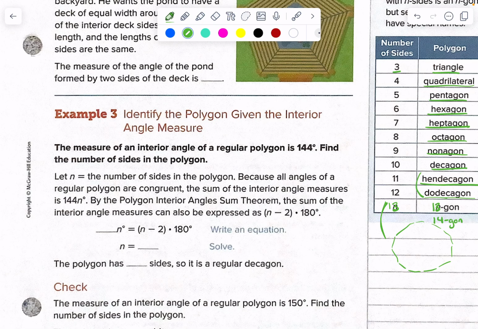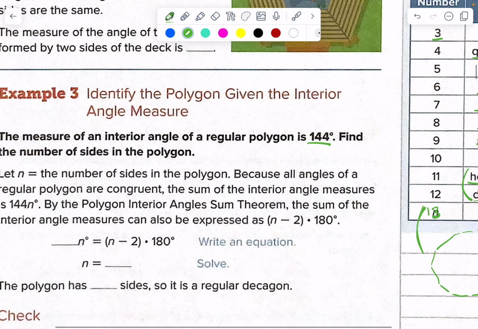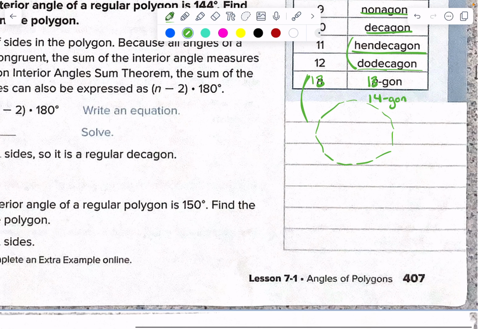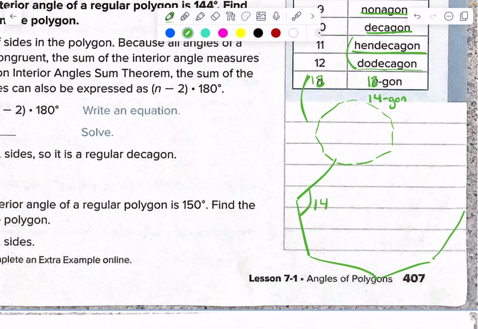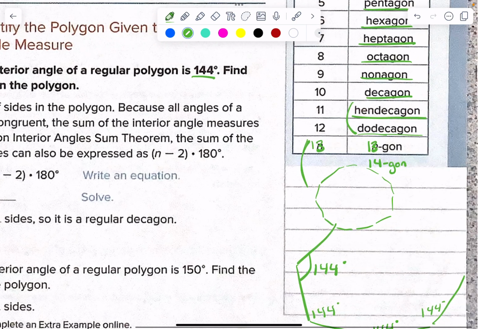All right. Example 3 is switching it around on you. The measure of an interior angle of a regular polygon is 144. So what I have going on here is that all the way around, one of those is 144. All of them are 144. I want to figure out how many sides it has to have in order for that to end up being 144. Find the number of sides of the polygon.